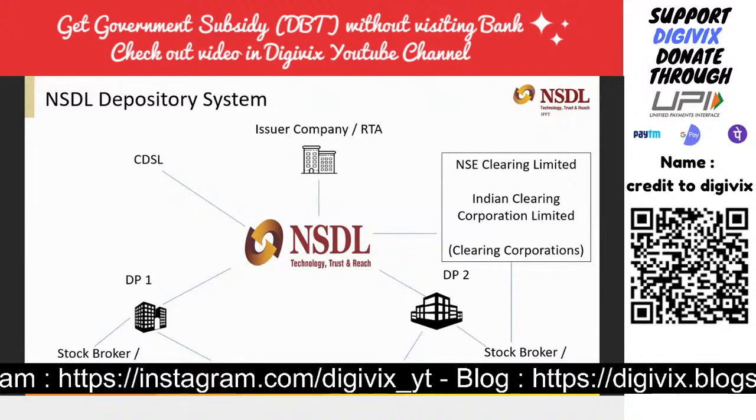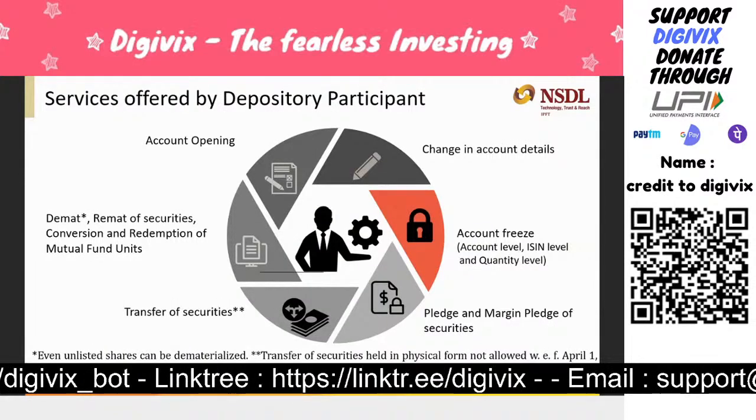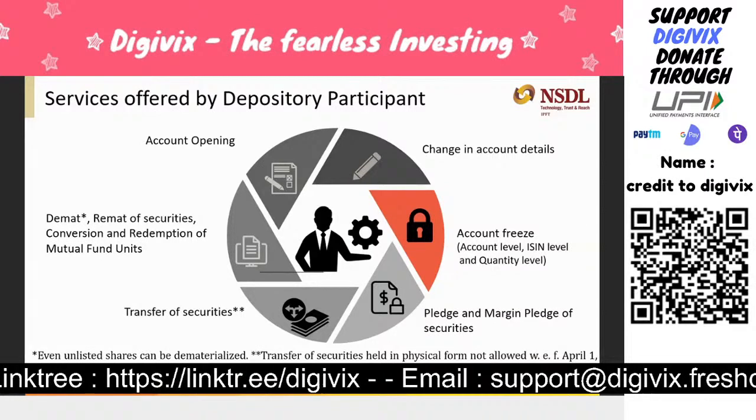Now let us look at some of the services offered by depository participants. Once you open a Demat account, what are the other services? You can change your bank account details. In case tomorrow you shift to a new address, the address details can also be changed. You have to inform the depository participant. If you are holding shares of, say, 10 different companies, you need not go to each and every company to inform about your new address or new bank details. You just have to inform the depository participant, and that will be informed to all the companies.